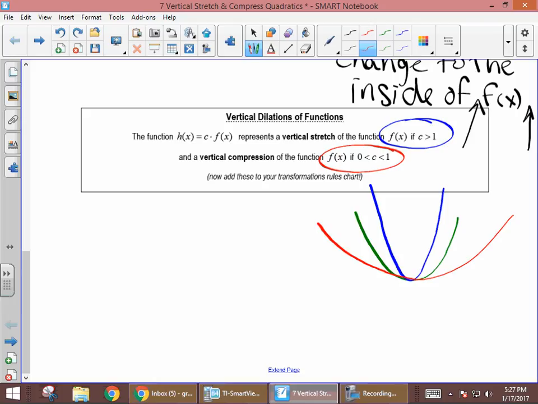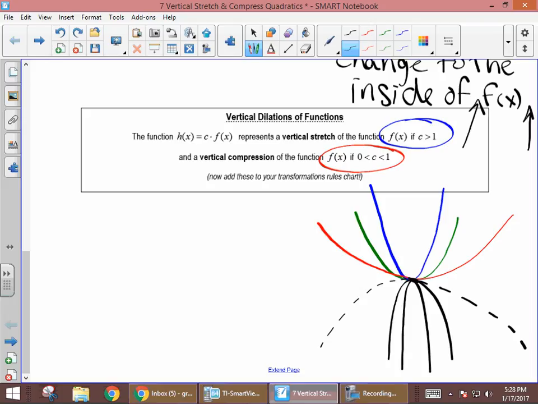Now notice that it says between 0 and 1. It can't be 0 because it wouldn't be a quadratic. And it can't be negative because negative does something different. A negative flips it. But if it were negative a fraction, it would be out here wide. If it were negative a number greater than 1, it would be more narrow, just opening down. And there you have it.